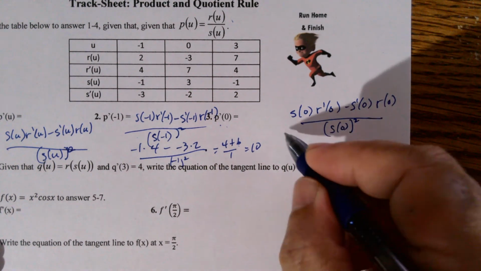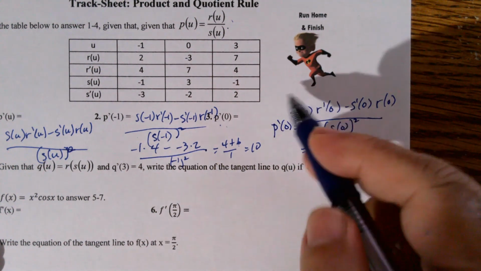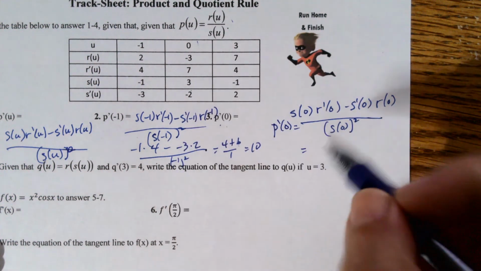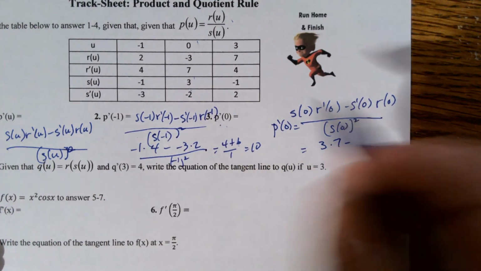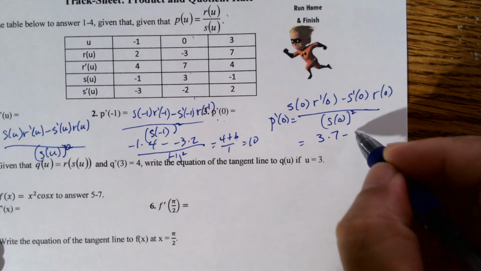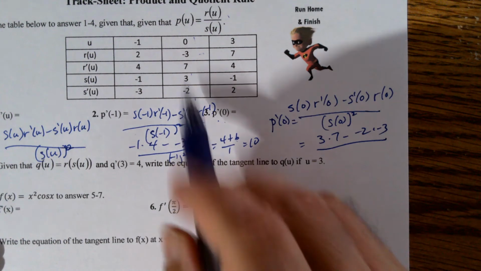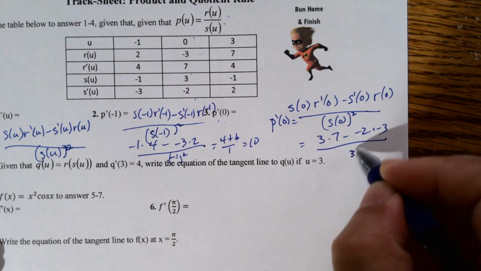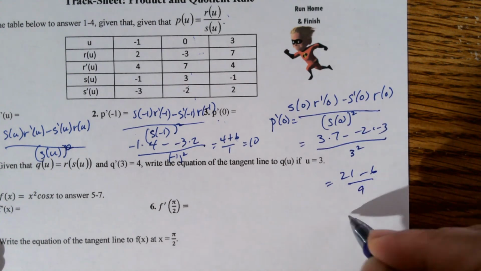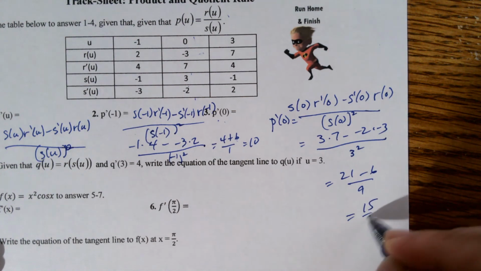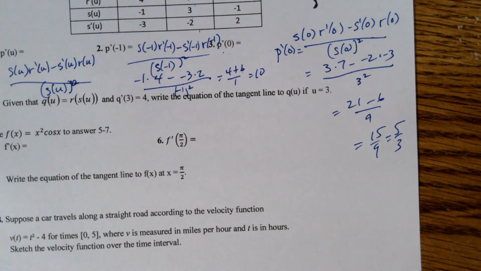So that's going to be, remember this is p prime of 0. So s of 0 is 3. R prime of 0 is 7. S prime of 0 is negative 2. R of 0 is negative 3. And s of 0 is 3. So it's 3 squared. So that's going to be 21 minus 6 over 9, which is 15 over 9, or 5/3. So that's it. That was number 3.